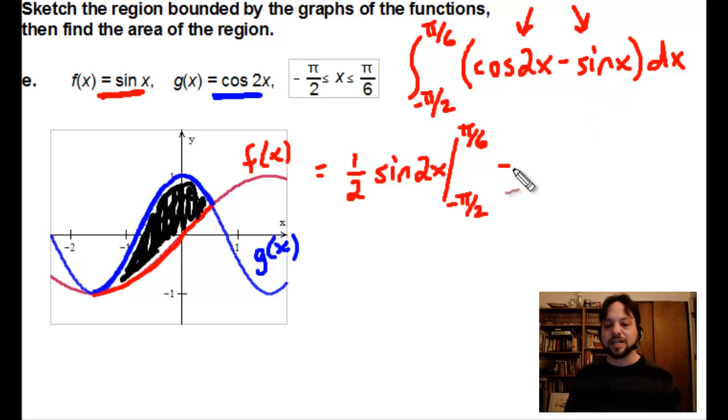And what is the integral of sine x? Well, that's, of course, going to be negative cosine x. So that'll make this go positive. I'll have cosine x, and again, from negative pi over 2 up to pi over 6.